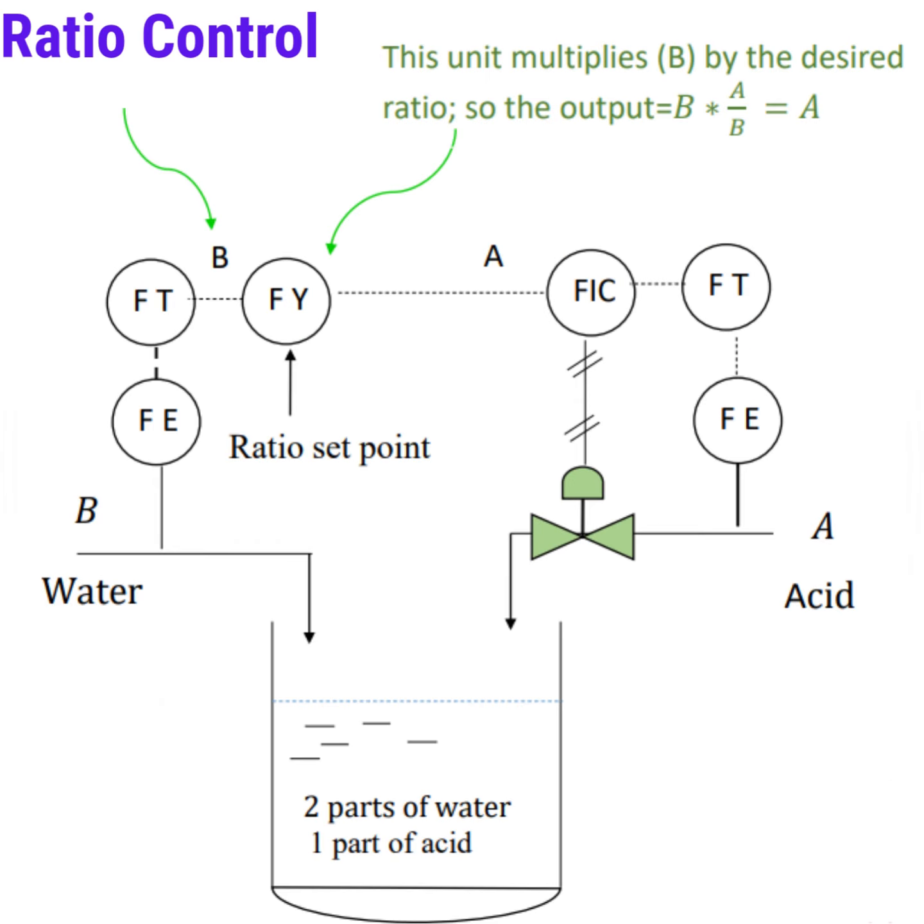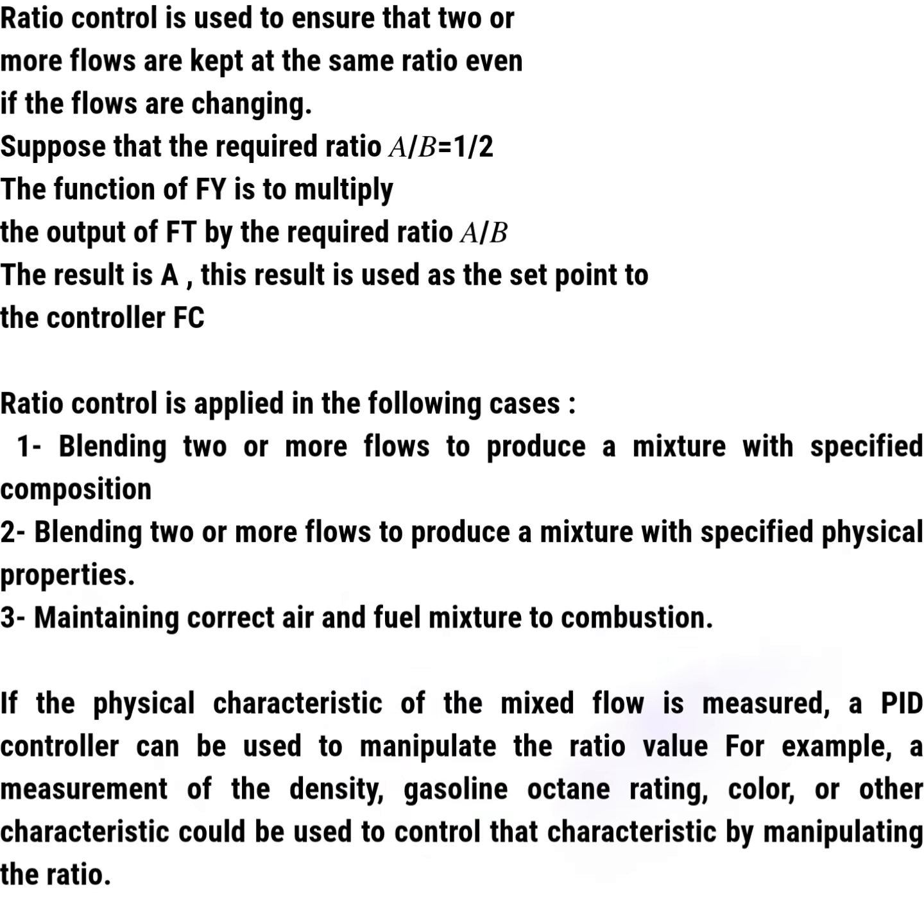Ratio control. Ratio control is used to ensure that 2 or more flows are kept at the same ratio even if the flows are changing. Suppose that the required ratio A/B = 1/2. The function of Fy is to multiply the output of Ft by the required ratio A/B. The result is A. This result is used as the set point to the controller Fc.